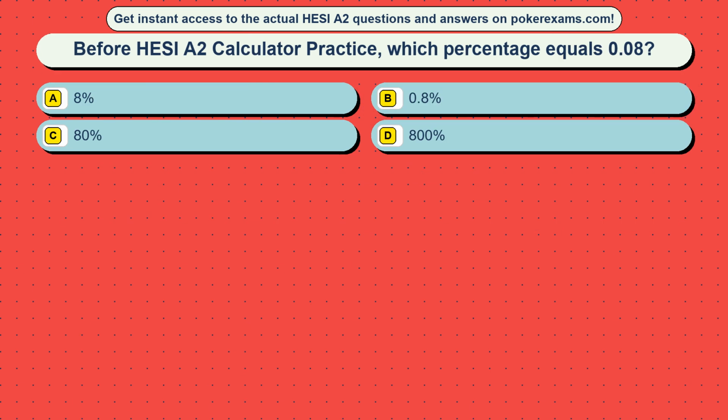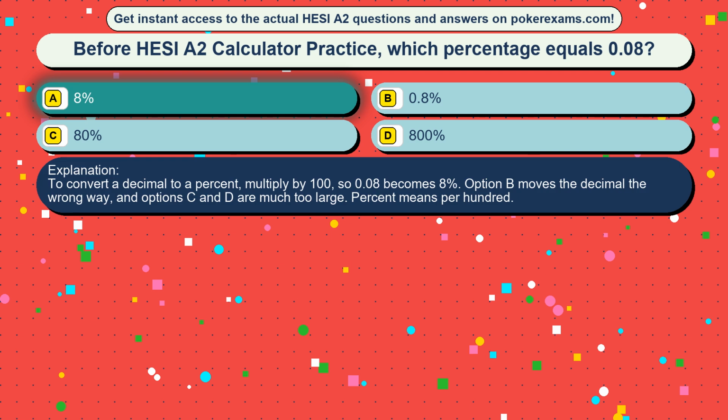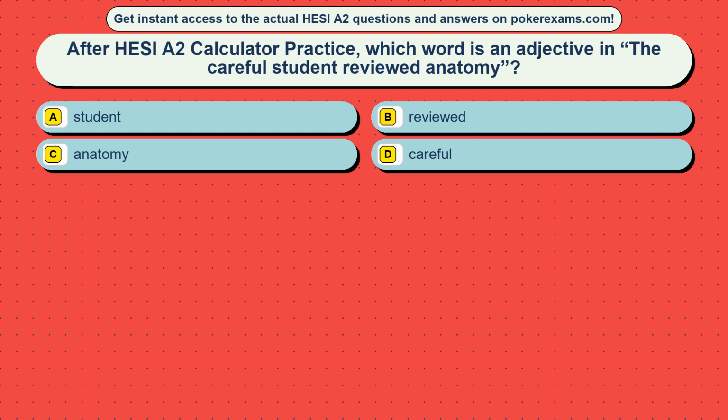Question 25. Before HESI A2 Calculator Practice, which percentage equals 0.08? Option A, 8%. Option B, 0.8%. Option C, 80%. Option D, 800%. The correct answer is option A, 8%. To convert a decimal to a percent, multiply by 100, so 0.08 becomes 8%. Option B moves the decimal the wrong way, and options C and D are much too large. Percent means per hundred.